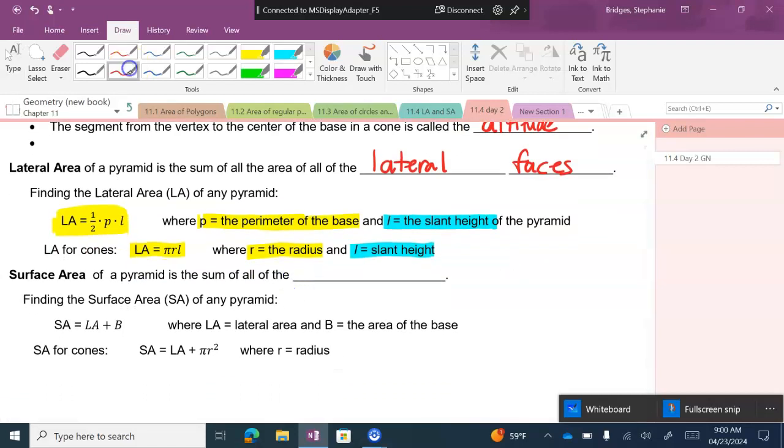And then surface area is just the sum of the areas of all of the faces, including the bases. So, like lateral area is just the outside edge. The surface area is everything. And then because the pyramids only have one base, the surface area is just your lateral area plus one base area.